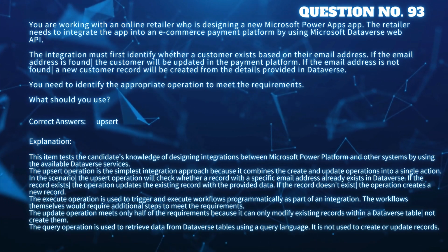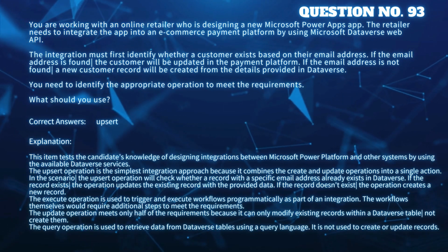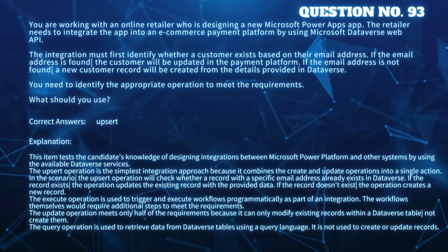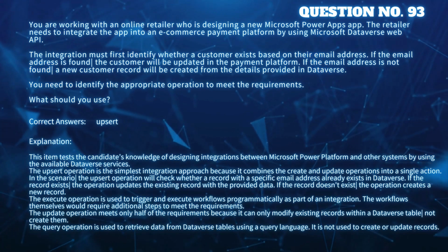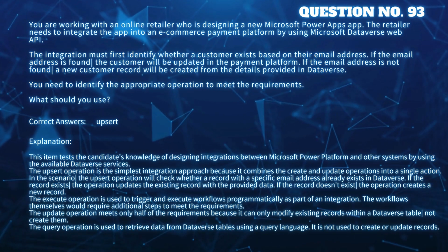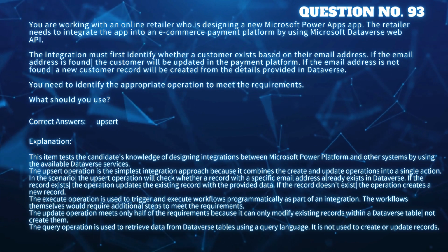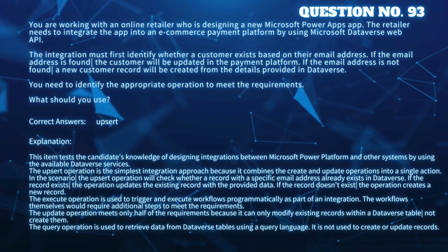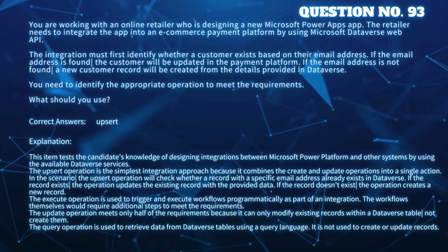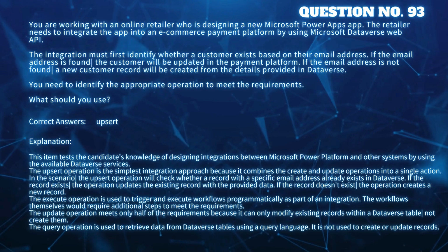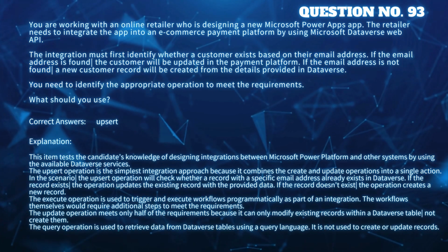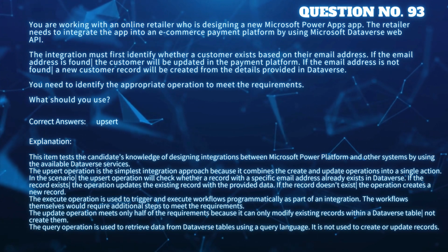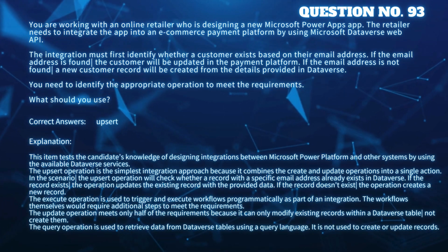Explanation: this item tests the candidate's knowledge of designing integrations between Microsoft Power Platform and other systems by using the available Dataverse services. The upsert operation is the simplest integration approach because it combines the create and update operations into a single action. In the scenario, the upsert operation will check whether a record with a specific email address already exists in Dataverse. If the record exists, the operation updates the existing record with the provided data. If the record doesn't exist, the operation creates a new record.